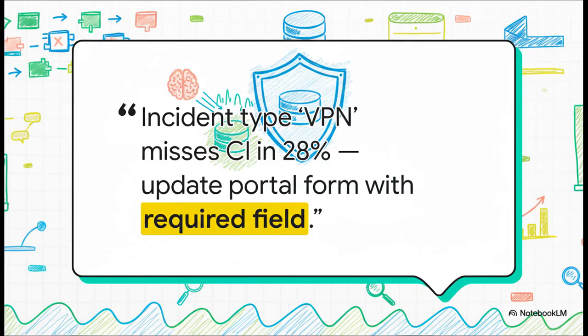So, for example, instead of just a dashboard with a bunch of error percentages, you get an insight like this. Let's say for an IT help desk system. It doesn't just say error. It says, hey, for incident type VPN, a critical field is missing 28% of the time. You should update the portal form to make it required. See? It tells you the exact problem and the exact solution. Now that is powerful.